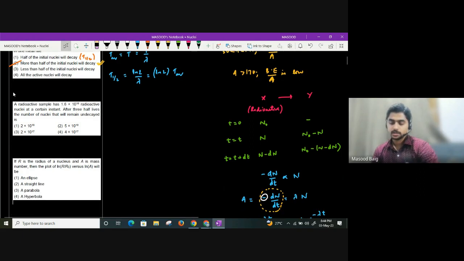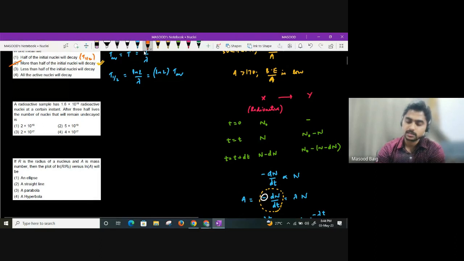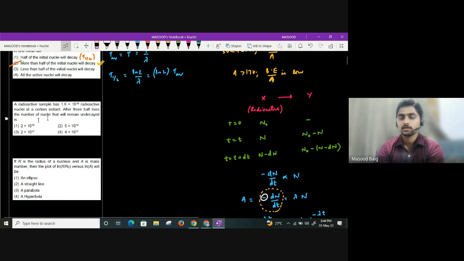Next, a radioactive sample has 1.6. So at a certain instant, they are saying that these many nuclei are there. After three half lives, what will happen to the number of nuclei? Number of nuclei that will remain undecayed, guys.